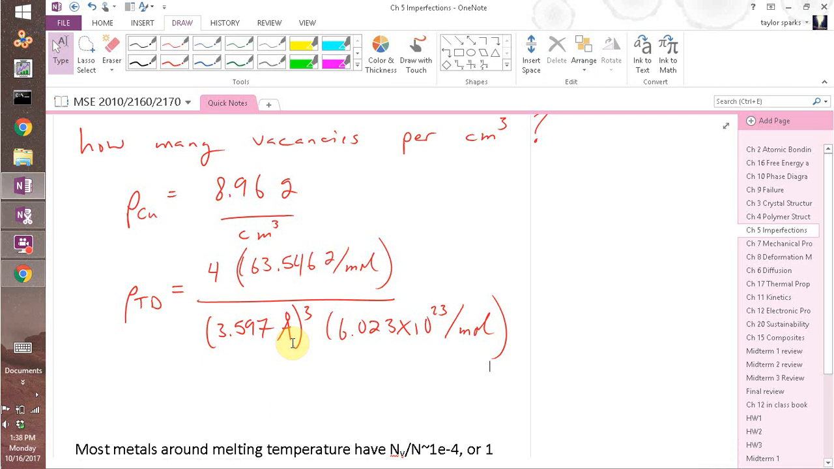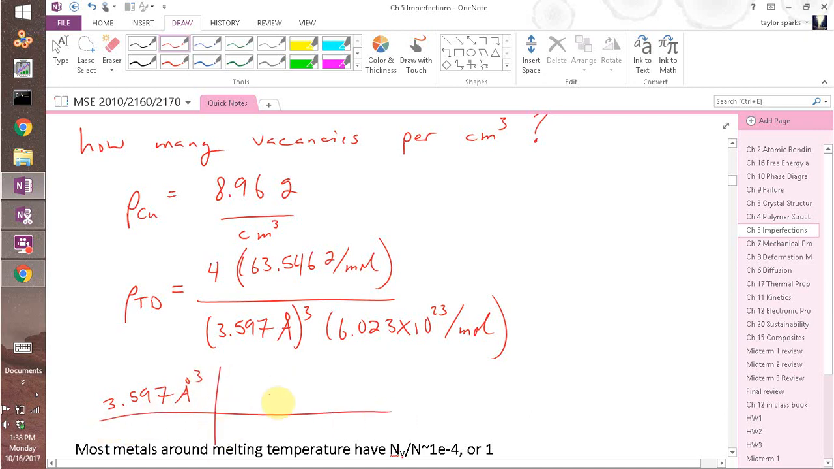There are 1 times 10 to the 8th angstroms per centimeter, and then you need to cube that, right? So basically, 3.597 angstroms cubed. You could say that there is 1 times 10 to the negative 8 centimeters per angstrom, and then you just cube this whole thing, right? And that will give you centimeters cubed. So you're going to divide it by 1 e to the negative 8 cubed. Okay? What's our next step?